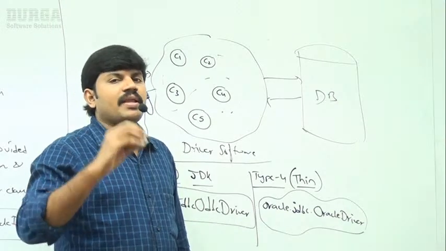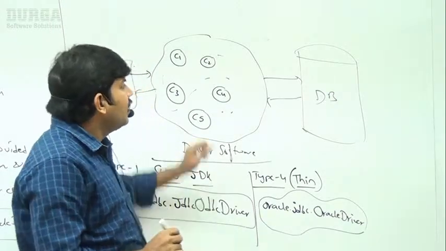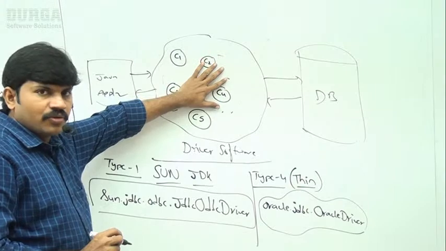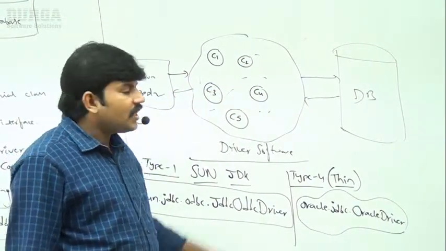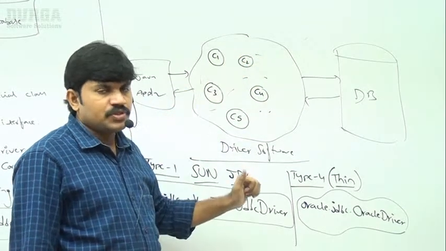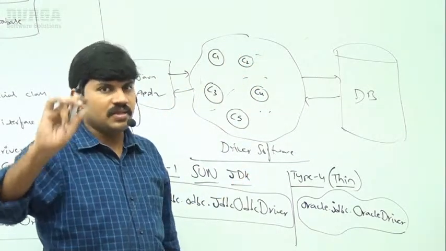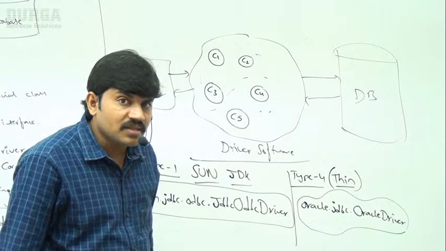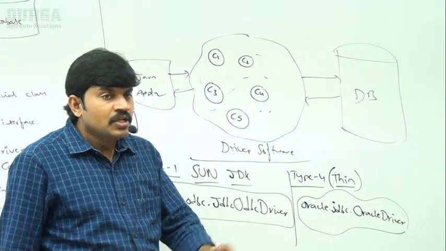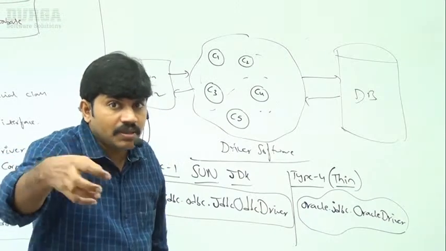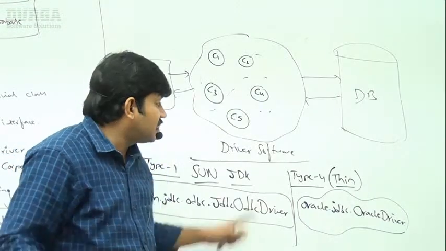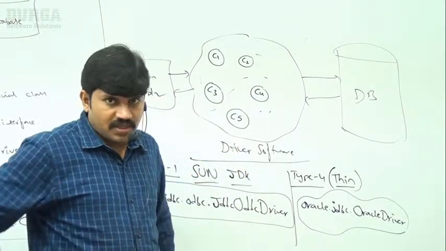So every driver software is a collection of classes, which provides implementation of JDBC API. Among these classes, there is one special class. That special class is nothing but the driver class. So every driver software is identified with some special class, and that special class is nothing but one driver class. Clear for all of you, right?